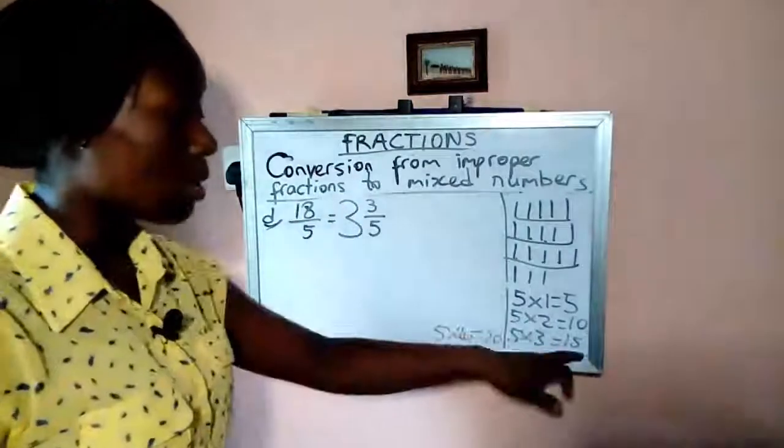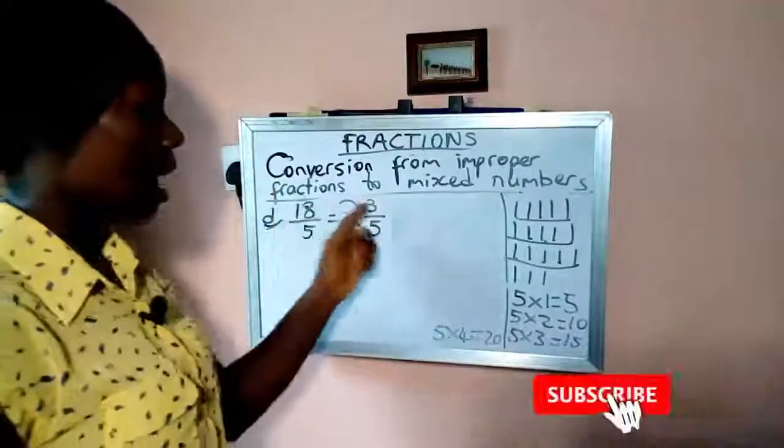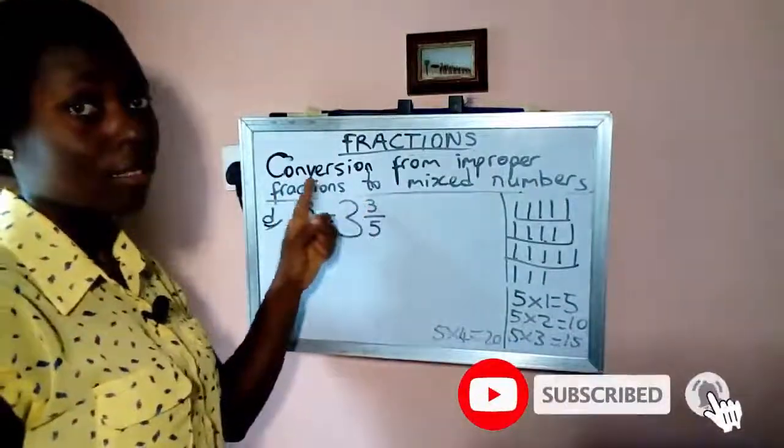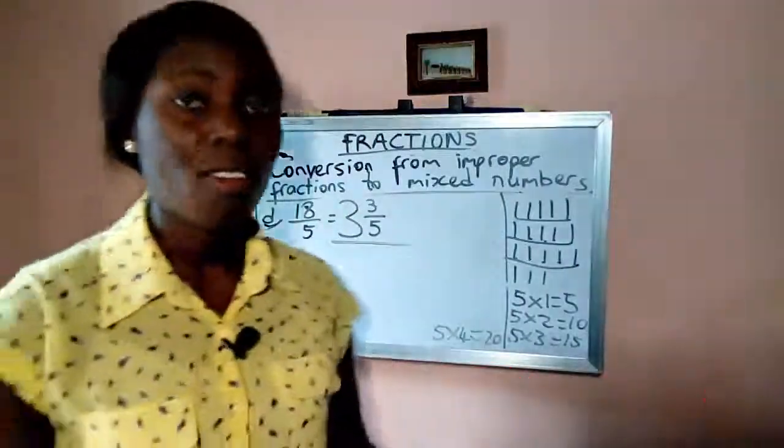When I subtract 15 from 18, I'll get my remainder as 3. So that's how we got our answer as 3 whole number, 3 over 5.